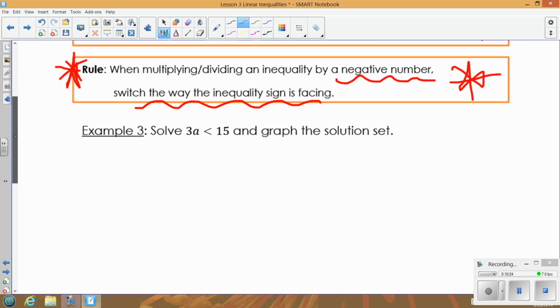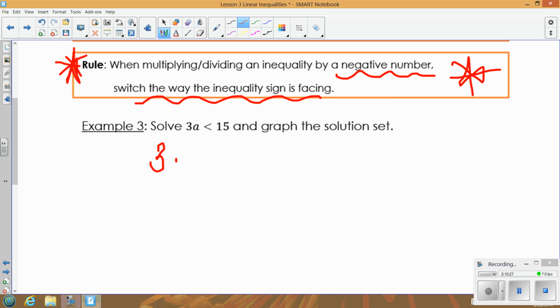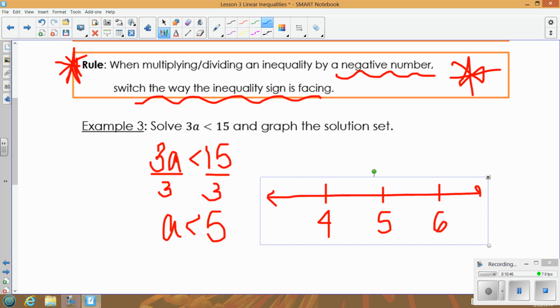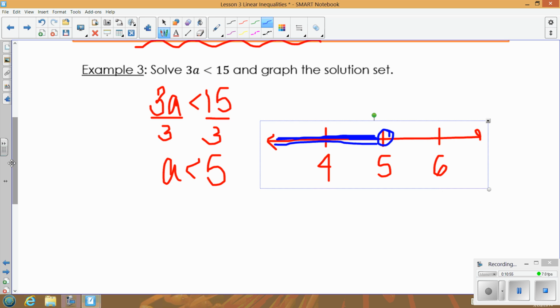So if you look at this one here, I have 3a is less than 15. When I divide both sides by 3, I didn't divide by a negative, so I'm just going to keep the sign exactly the same. A is just going to be less than 5. So when I graph it, this is just like the problem we've done on the previous page. This is nothing out of the ordinary for this one. Open circle. A is less than 5, so all the numbers smaller than 5 are going to be to the left of it. Interval notation.